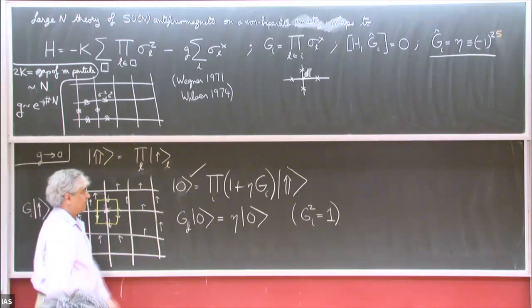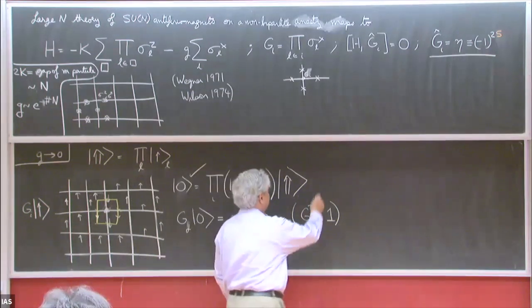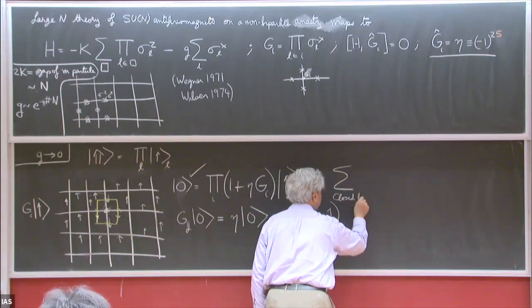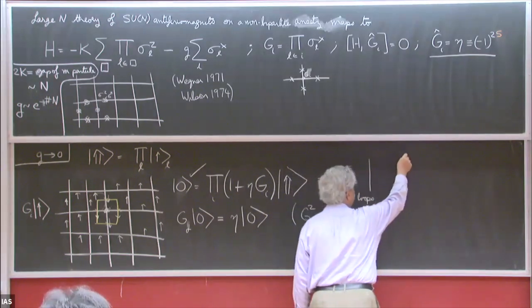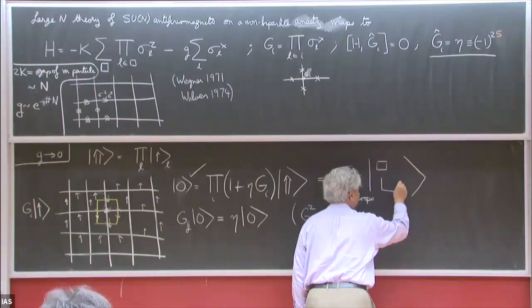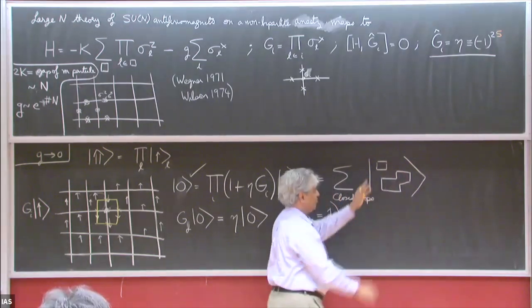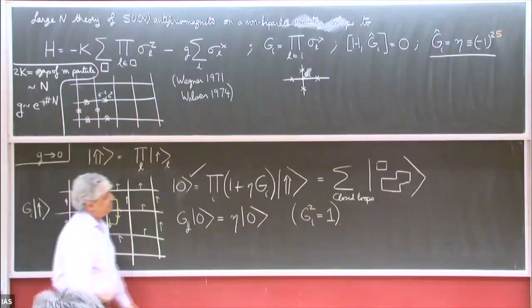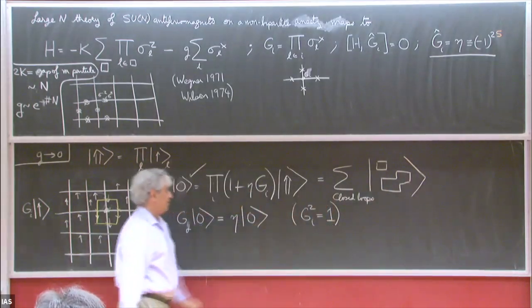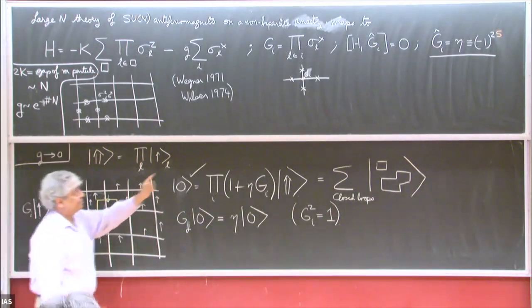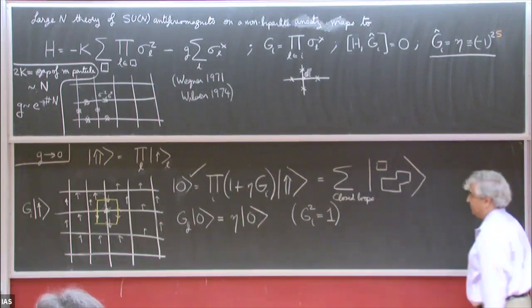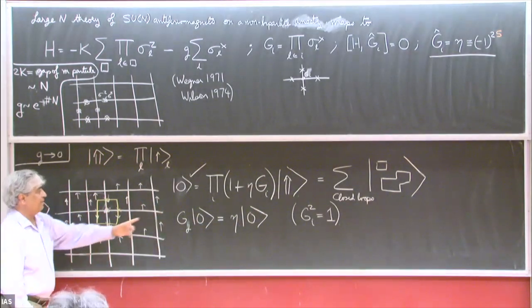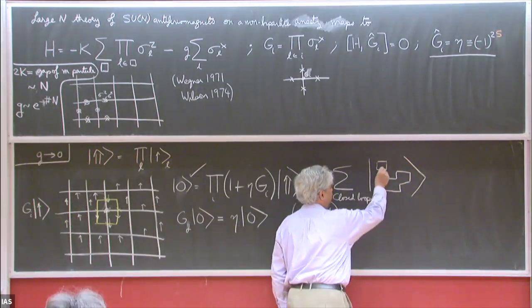Now you can see what this means. In terms of pictures, this is the sum over all closed loops of states like that. Here's our lattice, and you have a bunch of loops of any shape you want, and so on. You take all possible loops. Each loop configuration corresponds to a spin configuration, and you sum over all of them. That's the ground state of this model as g goes to zero, with the constraint that capital G is equal to plus or minus one. Everyone see that? Basically, every such configuration corresponds to a state where you're putting down spins here.